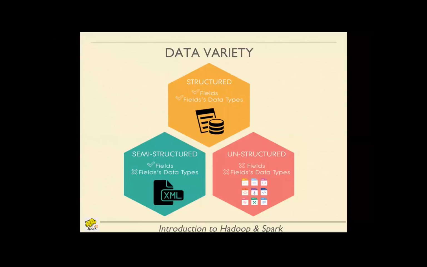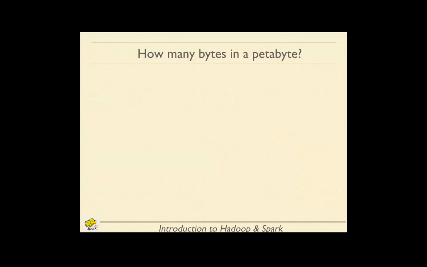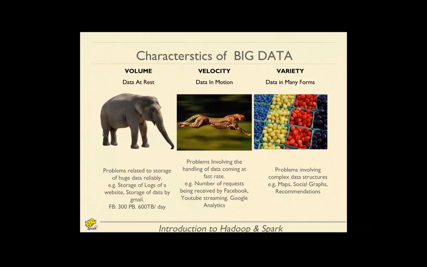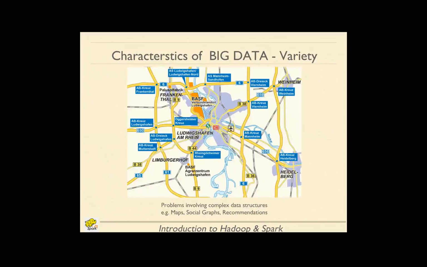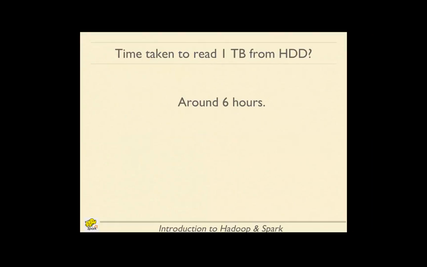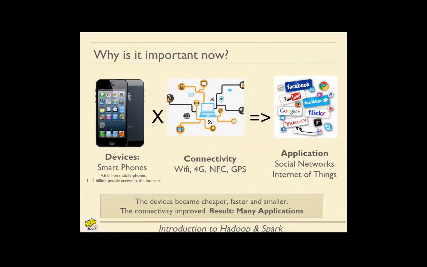So yesterday we talked about the different kinds of data, and we talked about ETL. Then we talked about distributed systems. And then we talked about what is big data, and also the characteristics of big data. The characteristic variety, we took an example of the Google map. And we also talked about how the main time goes into reading from the disk. We also talked about the basis of computing, why we need big data and why we have big data now.